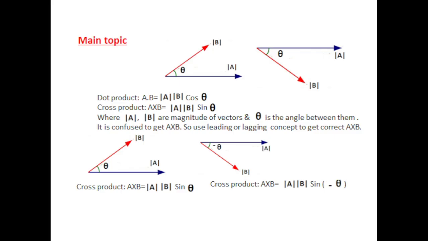It is confusing to get A cross B. So use the lagging or leading concept to get the correct A cross B. For the first figure, cross product A cross B is equal to modulus of A modulus of B sin theta. For the second figure, cross product A cross B is equal to modulus of A into modulus of B into sin minus theta.